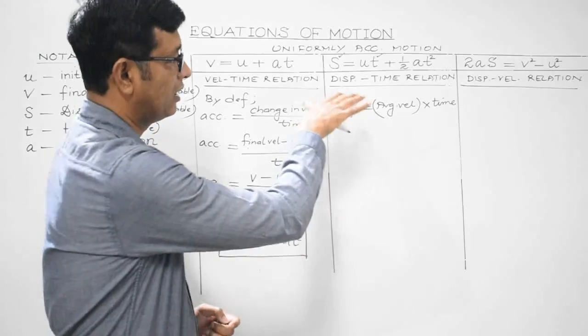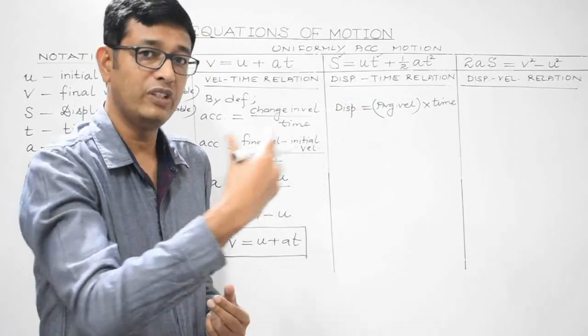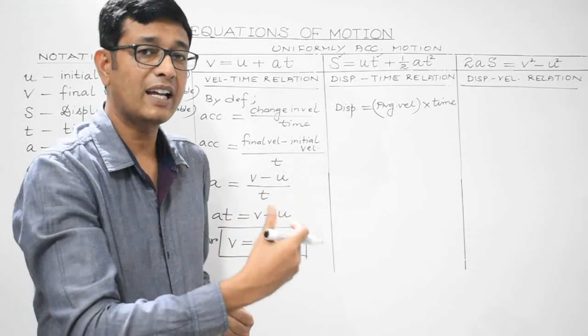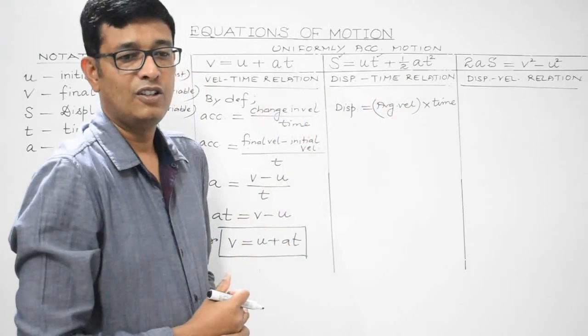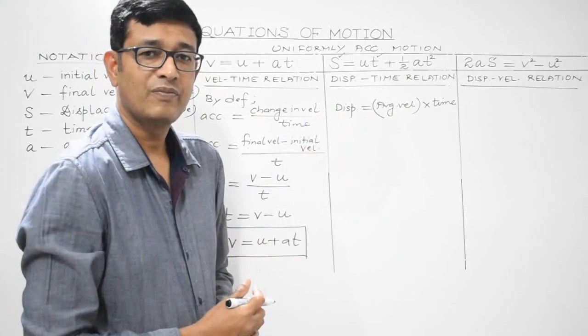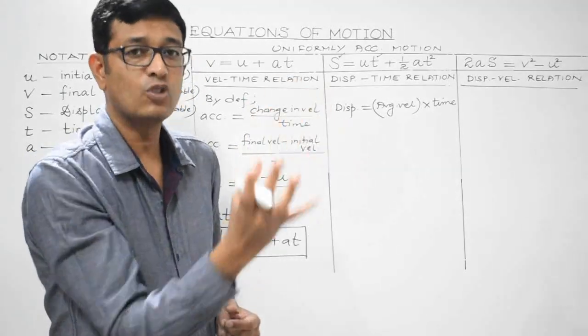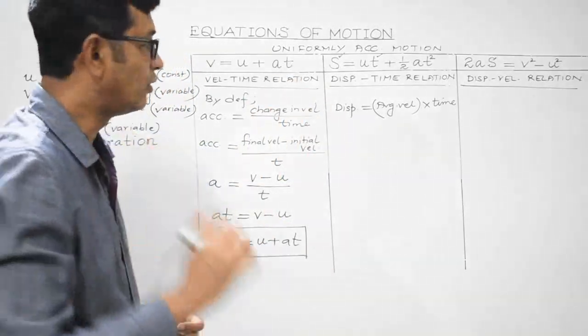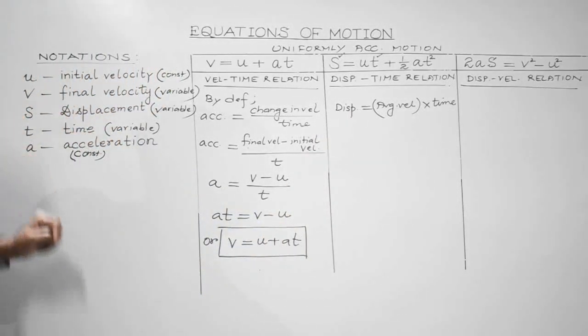Now look, during the time t, the velocity of the body changes from u to v. U is the initial velocity, and after time t, the velocity of the body changes to v. So what will be the average velocity? Average means arithmetic mean, sum of the observations divided by total number of observations. So here displacement, as I stated earlier, was represented by capital letter S.